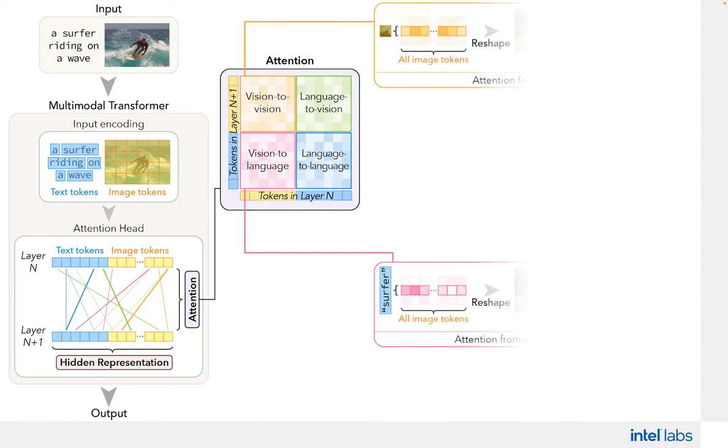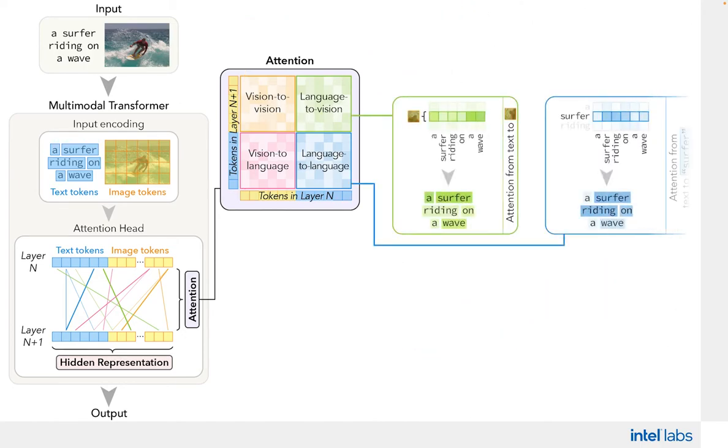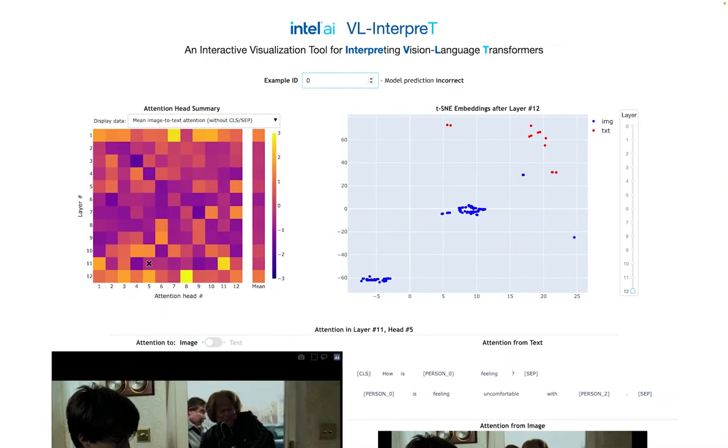For attention from vision, a heat map is drawn over the entire image to show the attention to a selected image token or a selected text token. Similarly, for attention from language to a selected token, we show a heat map over the text tokens. Now I will show the actual tool and a few interesting examples.